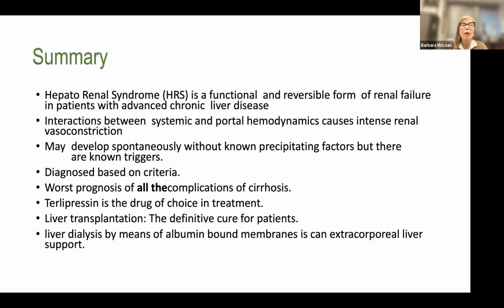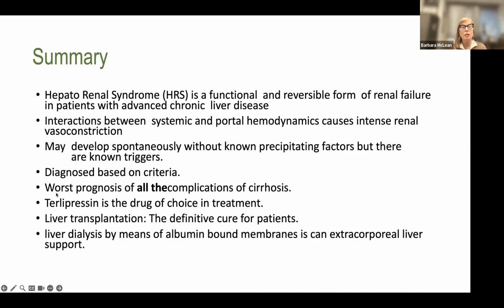So in summary, hepatorenal syndrome is a functional and reversible form of renal failure in patients with advanced chronic liver disease, but you have to recognize it because you're going to treat it quite differently than you treat standard renal disease. These interactions between portal and systemic hemodynamics cause actually a very intense renal vasoconstriction with a very significant portal and systemic dilation. And you may have no precipitating factors, but there are some known triggers like infection and other conditions that might occur. The worst prognosis of all the complications of cirrhosis is renal failure.